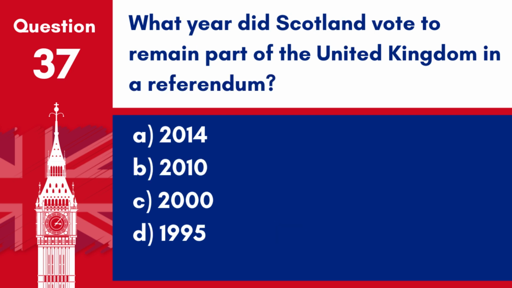Question 37. What year did Scotland vote to remain part of the United Kingdom in a referendum? A. 2014. B. 2010. C. 2000. D. 1995. Answer: A. 2014. Scotland voted to remain part of the United Kingdom in a 2014 referendum.